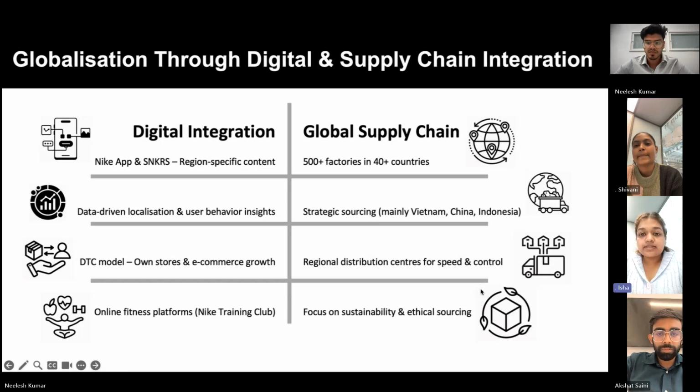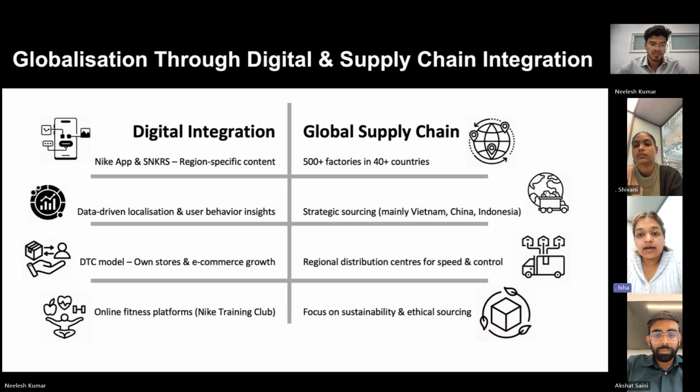Nike's first internationalization pillar is all about digital integration and global supply chain strength. Nike has built a powerful digital ecosystem with platforms like the Nike App and SNKRS, which offer region-specific content and product drops. These tools also provide rich user data, helping Nike localize the experience and anticipate demand.